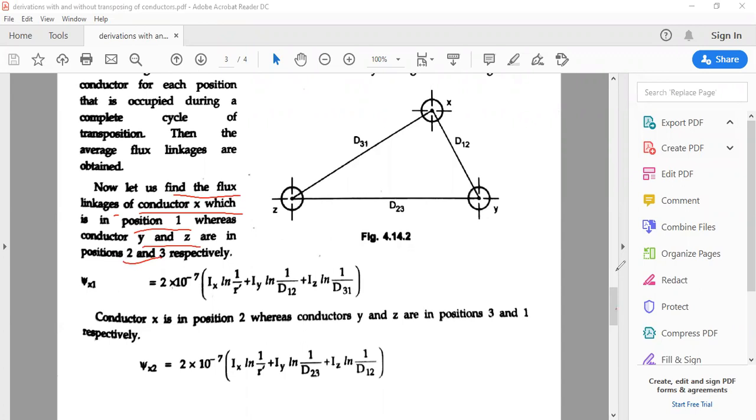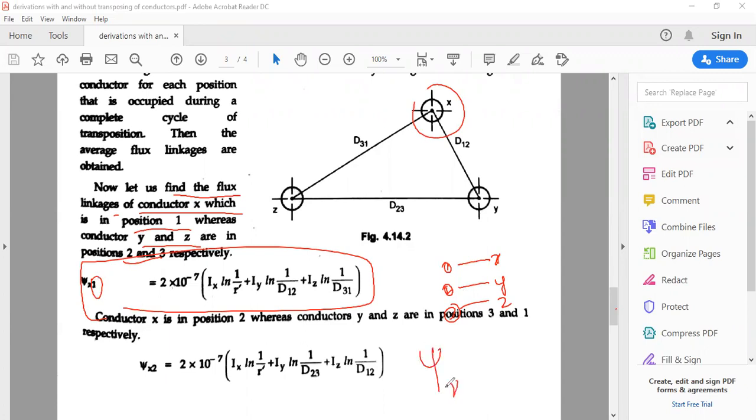So if I want to talk about this one, X, Y, Z: this is position 1, position 2 and position 3. X, Y, Z are the conductors that are present there. Similarly, the flux linkage of conductor X with respect to position 1, that's how I can write it.